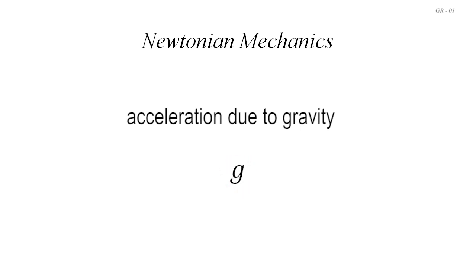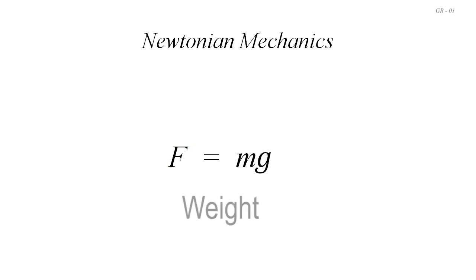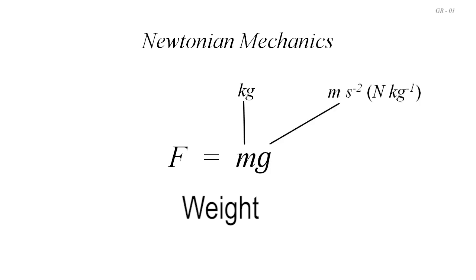Of course, if this is the acceleration for a free-falling object near the Earth's surface, we can say that the force of gravity on the object by Newton's second law, F equals ma, is simply given as F equals mg. This force F, pulling the object to the ground, can be thought of in Newtonian mechanics as the weight of the object, and clearly if m is in kilograms and g is in meters per second squared, then the weight of the object would be in newtons.